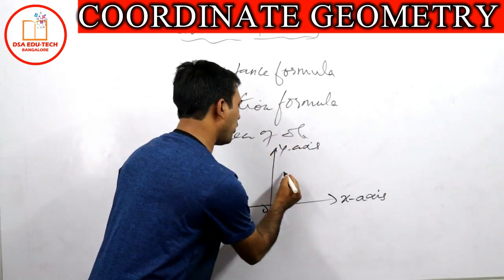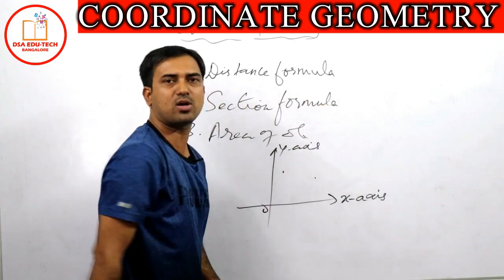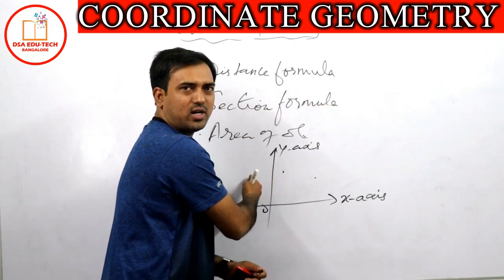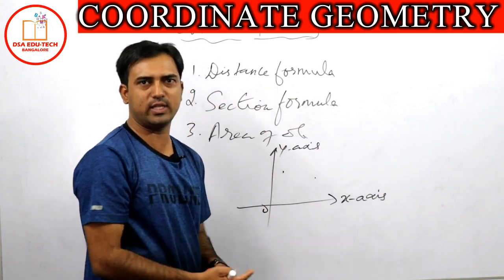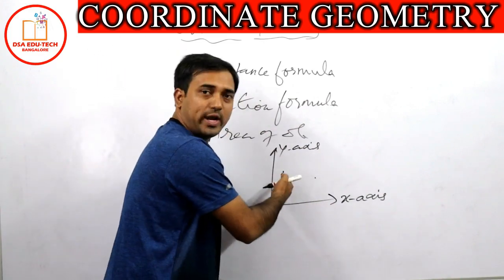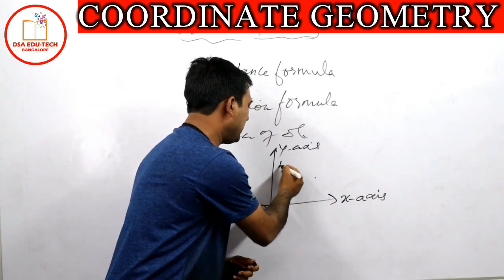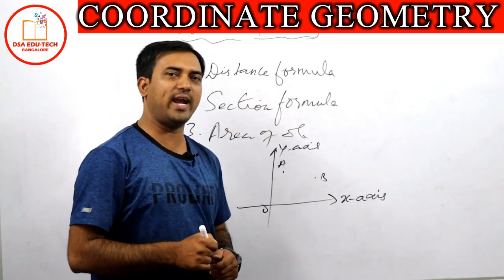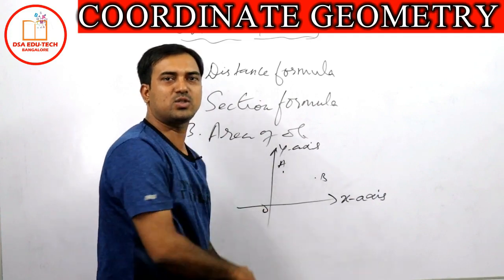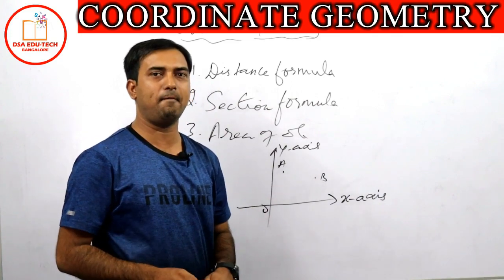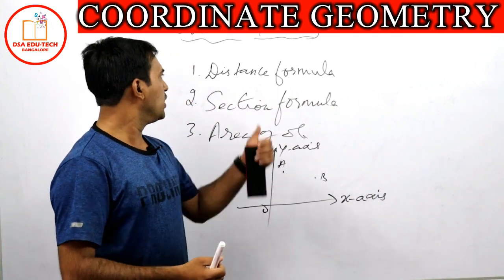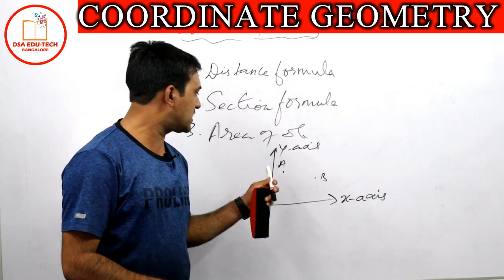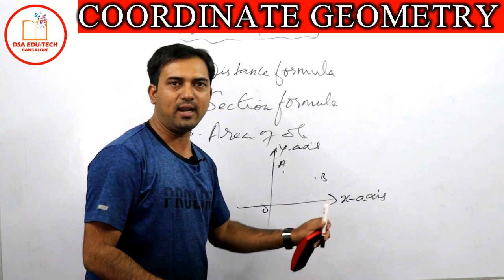So let me take 2 points in this quadrant. We know there are 4 quadrants, right? Quadrant 1, quadrant 2, quadrant 3 and 4. We know all these things. If I take 2 points in the quadrant, let me name them A and B. If I ask you to find the distance between these 2 points, do you have any idea? No issue. By using the distance formula, we can easily find the distance between the points A and B.